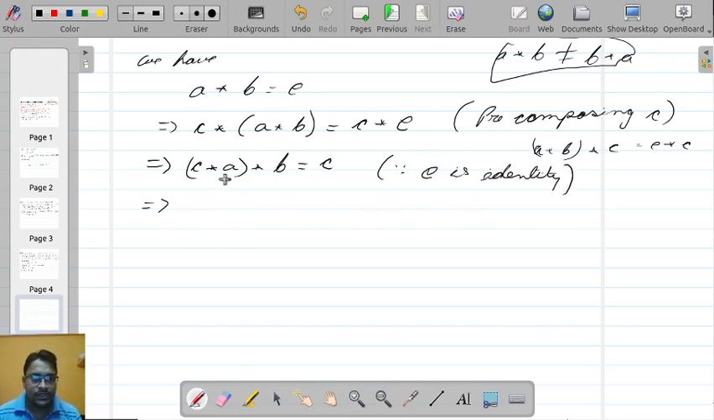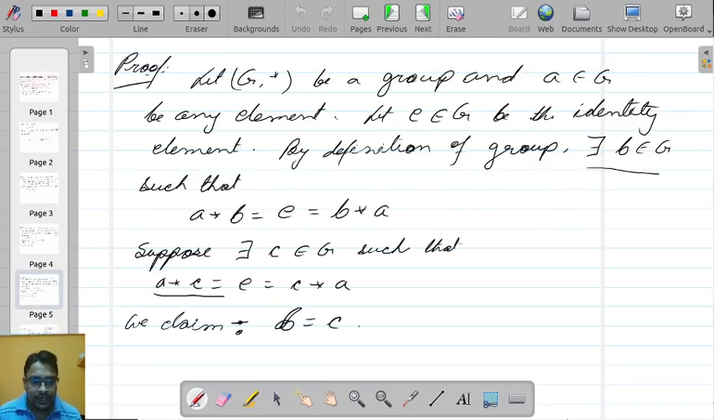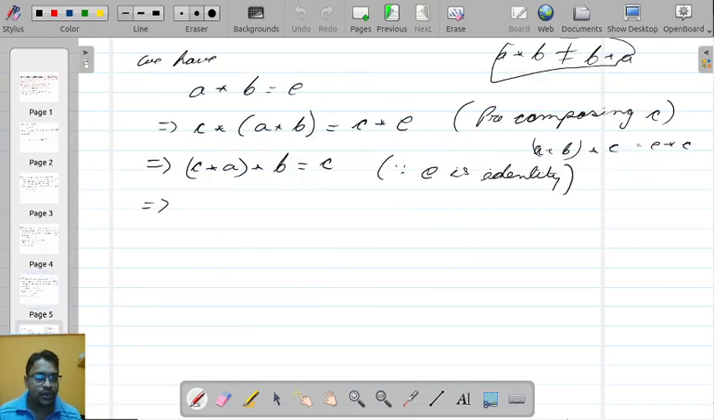Now, what is C star A? By our supposition, C star A is nothing but the identity. So we replace C star A by identity, and it's E star B equal to C. E star B is again B, so B is equal to C. From here itself, we can show that the inverse of each element is unique.